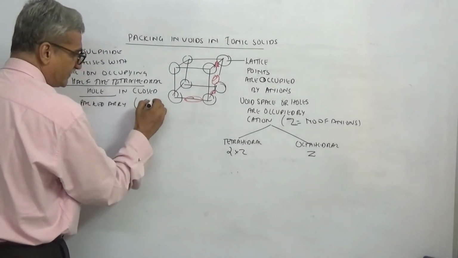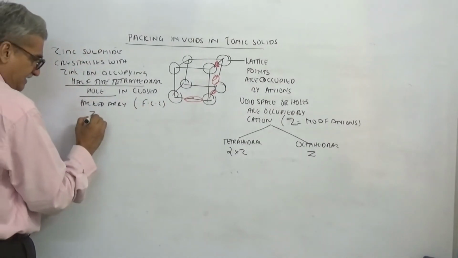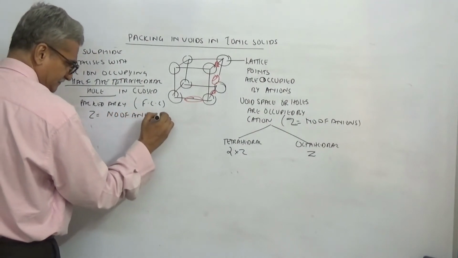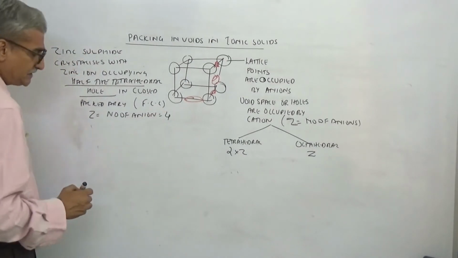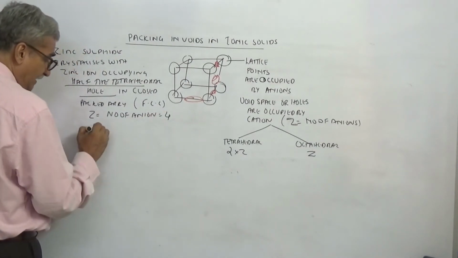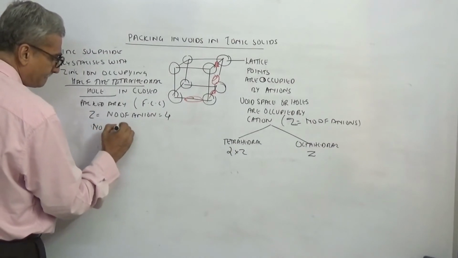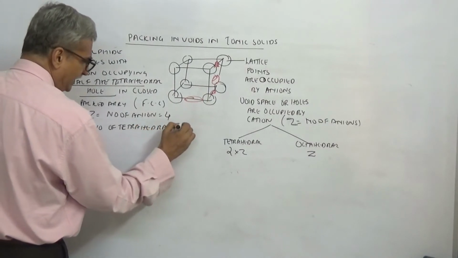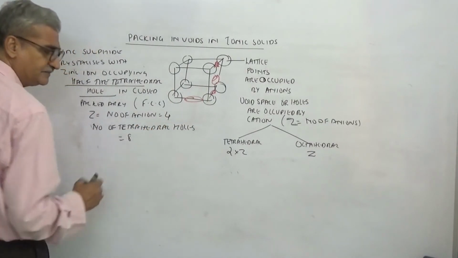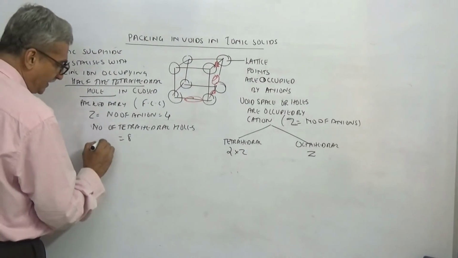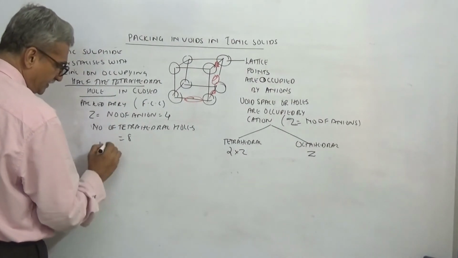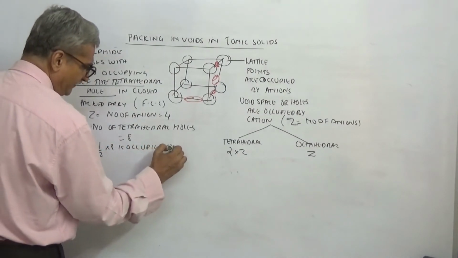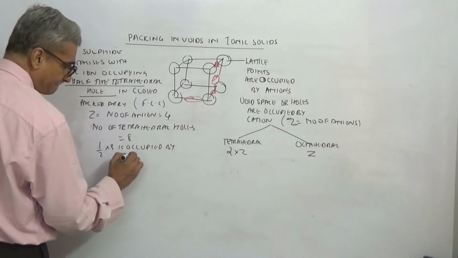In our language we say it's a face centered cubic lattice. So what is Z? The number of anions will be equal to 4. So in a unit cell there will be 4 anions. So the number of tetrahedral holes will be 8. Right? But half of 8 is occupied by zinc. That is 4.